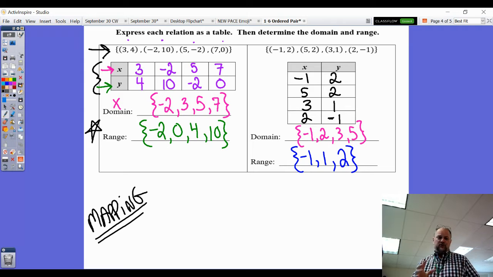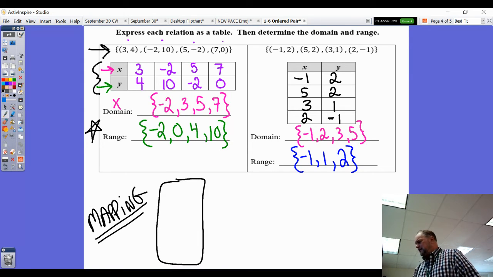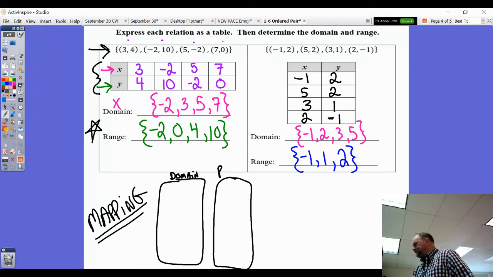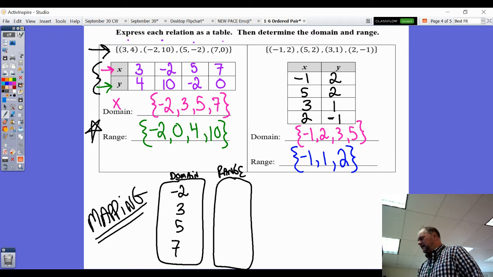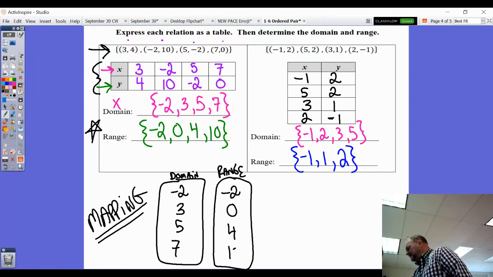You want to put this on the very bottom of your notes where that big blank space is, and you're going to draw two rectangle-looking things. This one is going to be my domain, and the one next to it is going to be my range. I put my domain values in the domain rectangle and my range values in the range rectangle, listed vertically because it makes it easier. So I have -2, 3, 5, and 7 here, and -2, 0, 4, and 10 over here.